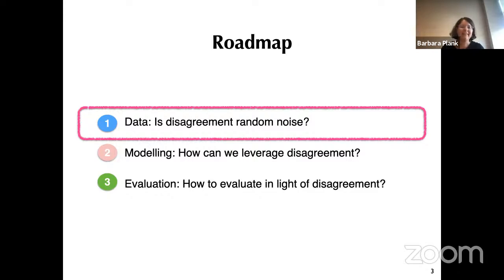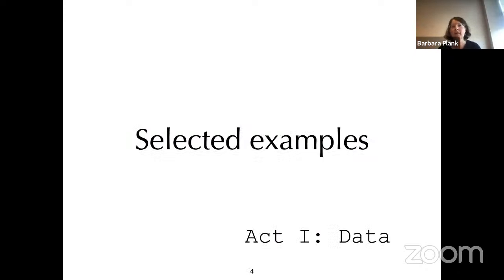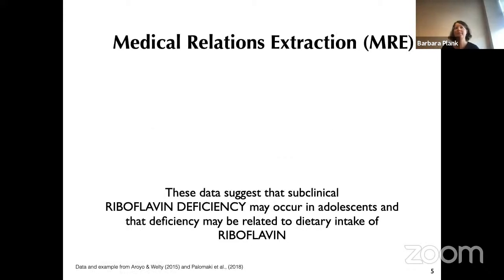All right, then let's have a look at the first act, namely the data. In this part, I'm looking at selected examples to give you an idea of where disagreement has been noticed and what it looks like. Here, for example, is an example from the medical relation extraction task. This is from work that dates back, for instance, to Lora Aroyo and Chris Welty, but also to Plank and colleagues. And this has been one of the areas where disagreement has also been taken as a signal, effectively.